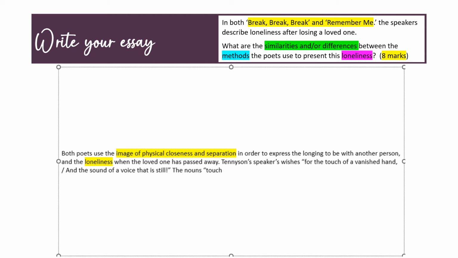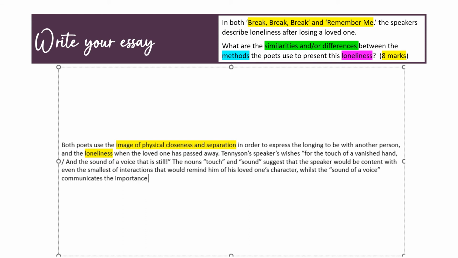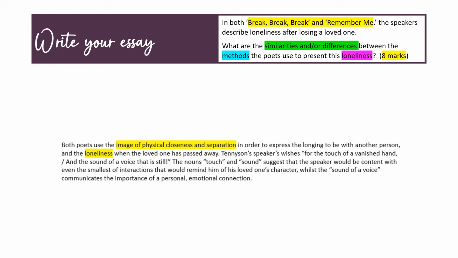So the nouns touch and sound suggest that the speaker would be content with even the smallest of interactions that would remind them of his loved one's character, whilst the sound of a voice communicates the importance of a personal emotional connection. So all I'm doing here is picking some of the words out of the quotation and thinking, right, what is it that the writer means by that?